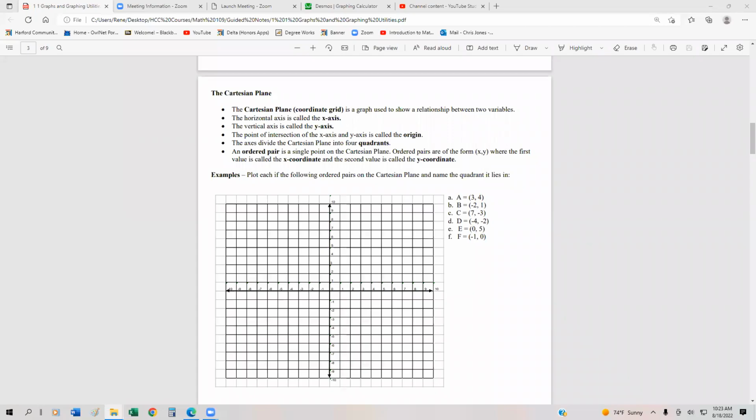In the previous section, we looked at being able to plot numbers on a number line and basically just one-dimensional values. So in this video, we're going to look at two-dimensional values, and we're going to take a look at the Cartesian plane. And the Cartesian plane has two axes.